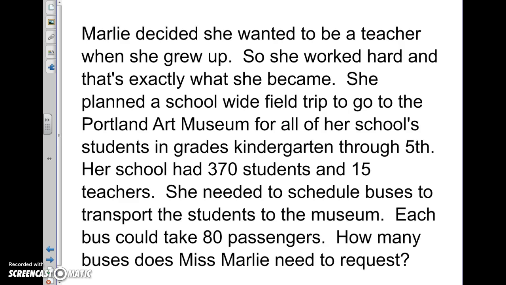She needed to schedule buses to transport the students to the museum. Each bus could take 80 passengers. How many buses does Miss Marley need to request?